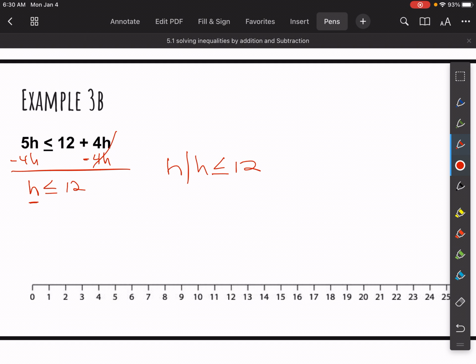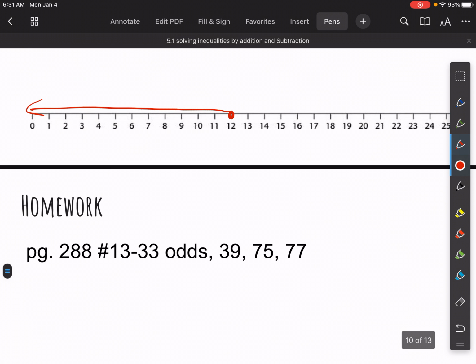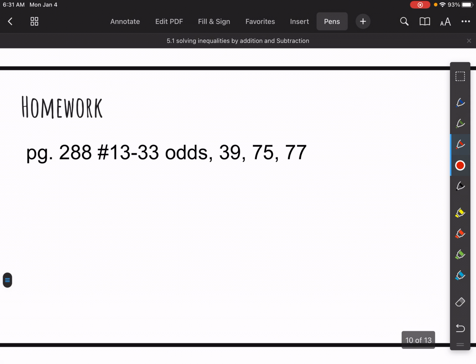So it's saying that the variable here, h, just represents the unknown numbers, right? The solution is the numbers that are less than or equal to 12. So that is now known. So at 12, we fill in the circle because it says or equal to. And it's all the numbers that are less than or equal to it. So we're going to go this way on the number line. That's example 3B.